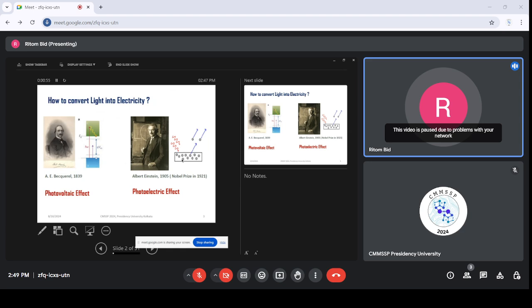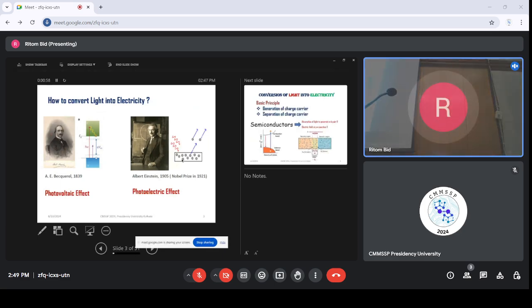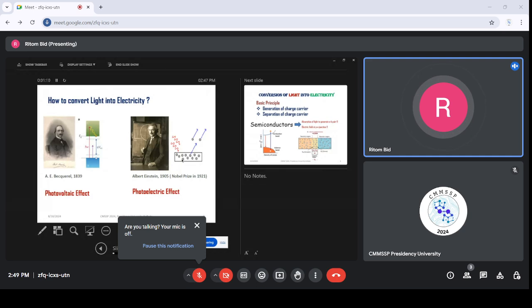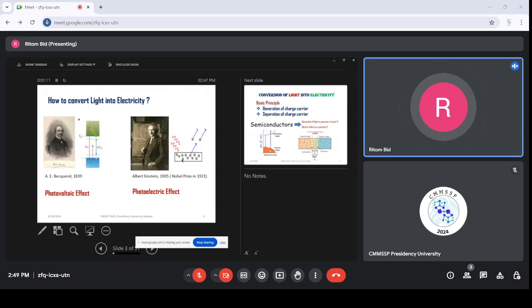So how to convert light into electricity? These two are the basic phenomena that you all know. The photovoltaic effect was discovered by Becquerel in 1839, long ago. It's basically the electron transition. That means the creation of an electron-hole pair upon incident light. So the electron inside the semiconductor absorbs the incident photon, and if the energy of the incident photon is greater than the band gap of the semiconducting material, the electronic transition occurs. So it's a quantum mechanical process.